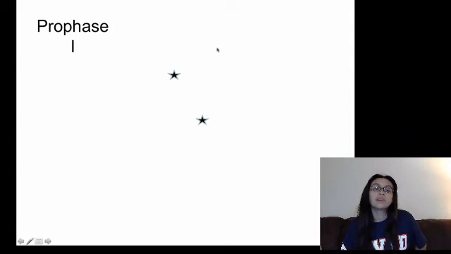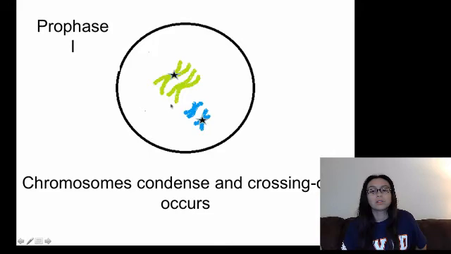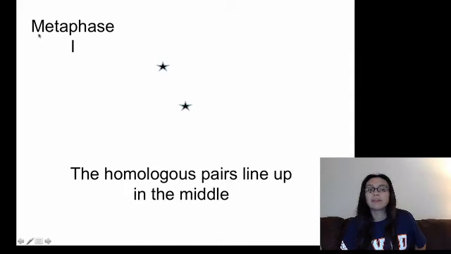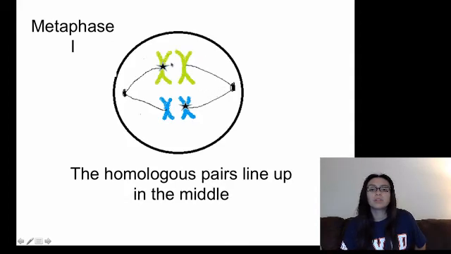So the first phase of meiosis is prophase 1. During prophase 1, chromosomes condense and a process called crossing over occurs. Metaphase 1, well, remember, metaphase means middle, so during metaphase 1, the chromosomes line up in the middle, but different from mitosis. In mitosis, they were in one long straight line. But remember, the first 4 phases are all about separating homologous pairs. So homologous pairs line up in the middle.